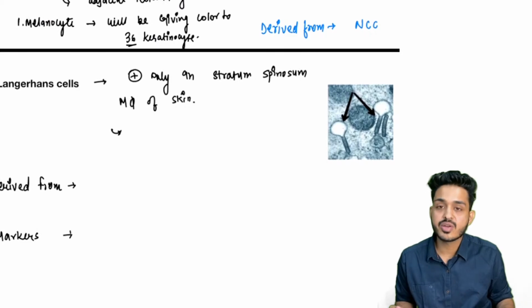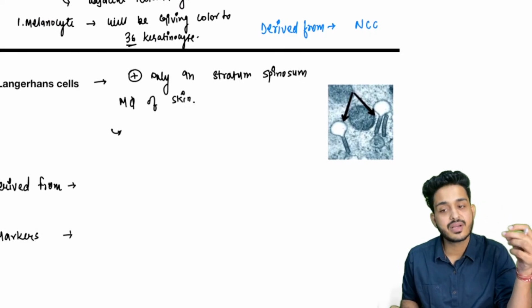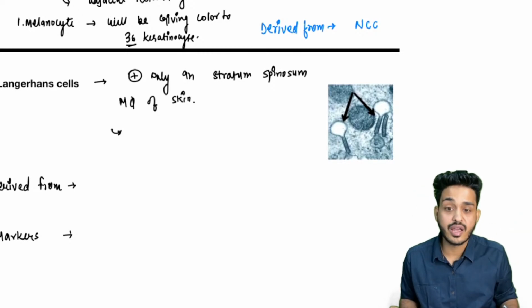Okay, स्प्लीन में कौन सा होता है? In the spleen there will be littoral cells. Okay, microglial cells in the brain. Okay, and in the kidney you are having mesangial cells.